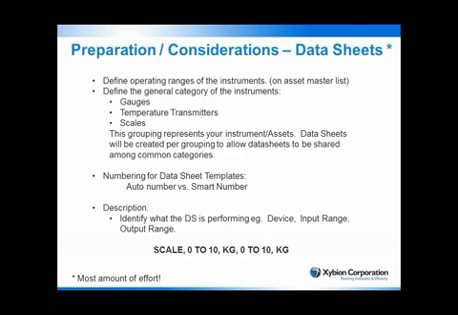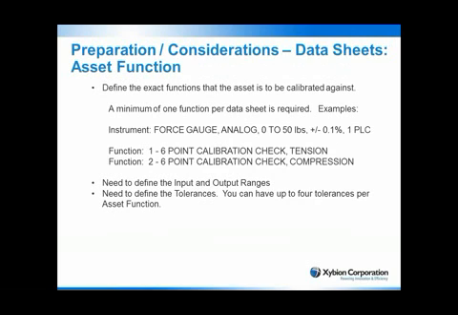usually the best practice that we've seen is we start with the device as well as the input and output ranges. So this is an example on the screen. You might have the description called that it's a scale and it has an input of 0 to 10, and also an output of 0 to 10. And that is in the actual description of the data sheet itself. This way it gives you the ability to do some easy searching and finding data sheets for common instruments. Okay. Let me page down.